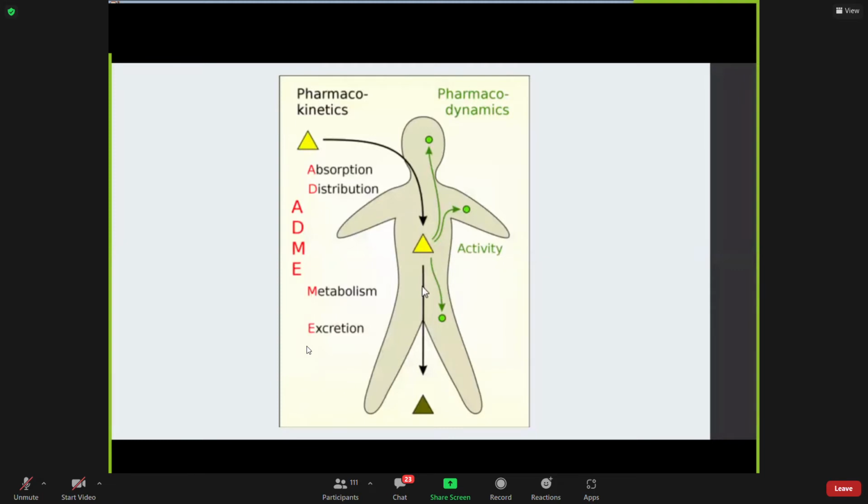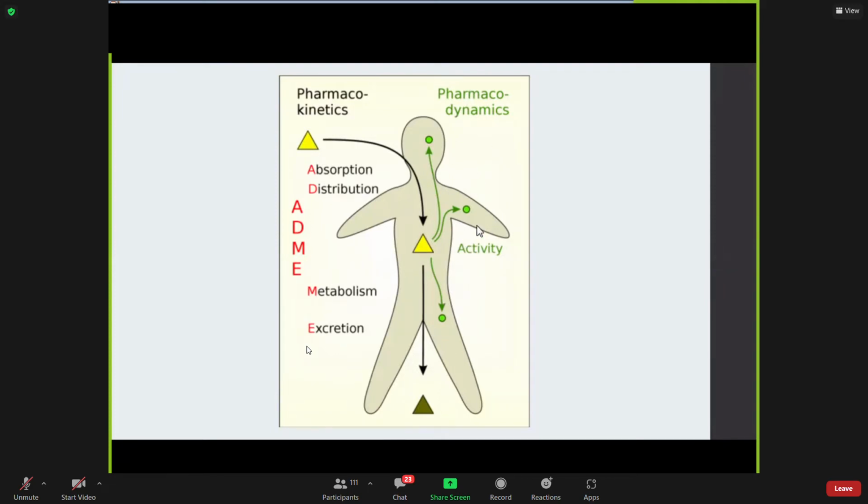The drug has to pass through these phases when applying its action on the body. So the first phase is absorption, distribution, metabolism, and excretion. All these four phases are included under the heading of pharmacokinetics. The detail of these you will learn in your theory classes also. And pharmacodynamics is how the drug will act on the different organs or different tissues of our body.